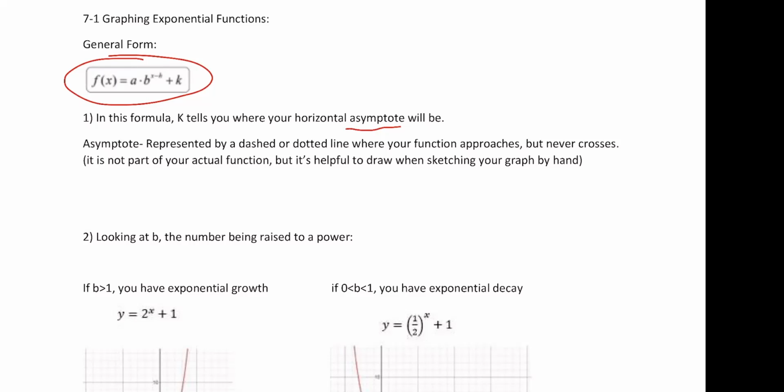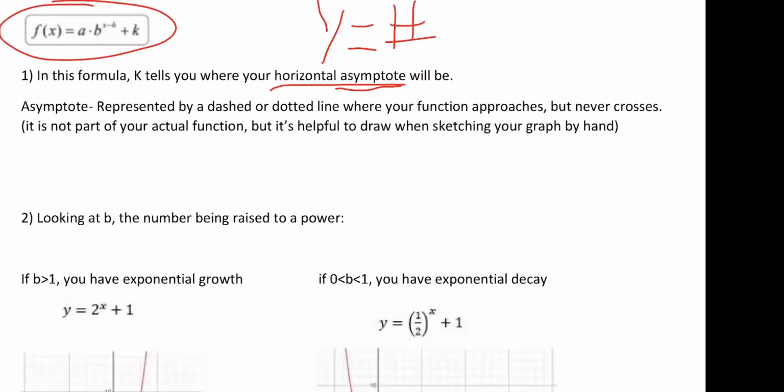So if you have +3, your horizontal asymptote is going to be at y equals 3. Since it's horizontal, just keep in mind all of our asymptotes today are going to be y equals a number, because that makes a horizontal line. Like y equals 5 is a horizontal line. So all of our asymptotes will be y equals something.